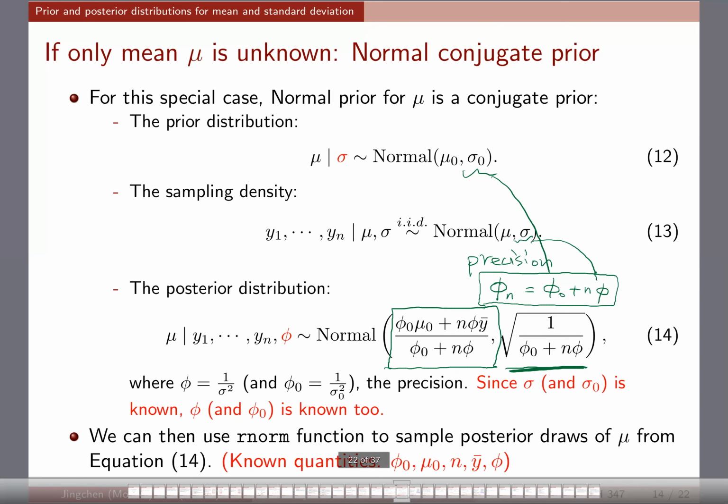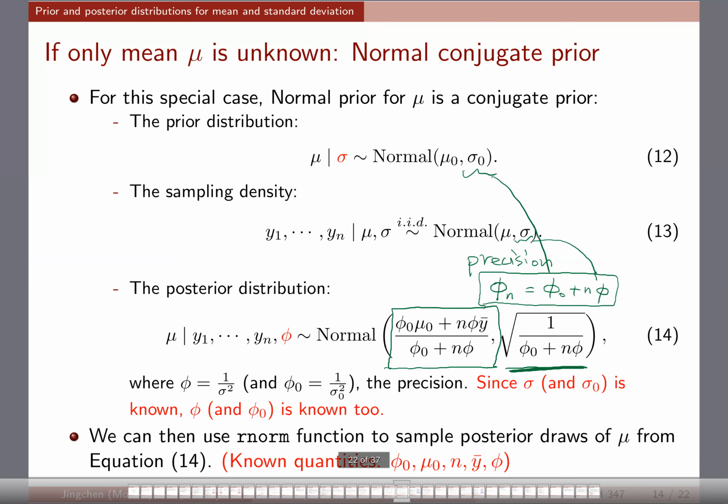So what does precision mean? It's 1 over variance, right? Variance is talking about the variability. The larger the variance, the larger the variability. Precision is the reciprocal, so what does it mean? The smaller the precision, the larger the variance. Now if you look at the posterior precision being the sum of two, first of all, phi 0 and phi are both positive, right? So that means phi n is going to be larger than either of them. So the variance of the posterior is going to be smaller than either of these.